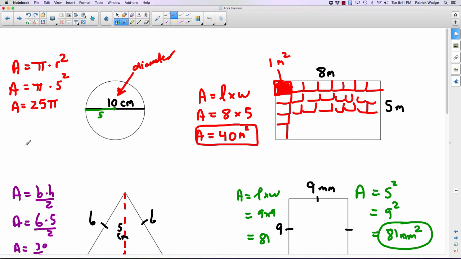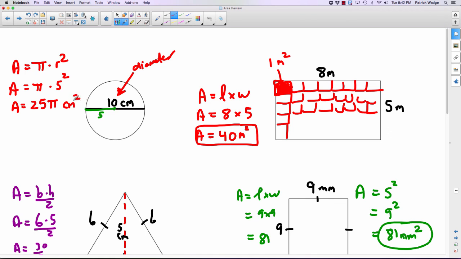This is actually the best answer of all. Once you get to like grade 11 and 12, that's the way we're going to want you to leave your answer, because that's exact. As soon as you actually multiply by 3.14, your answer is not quite as exact, because remember, pi actually isn't just 3.14. Pi is 3.141592653589793, and actually keeps going. How long does it go? Forever. So it doesn't matter how many numbers you plug into your calculator, you're not getting an exact answer as soon as you put 3.14 or whatever. So if you want an exact answer, you'd go 25 pi centimeters squared.